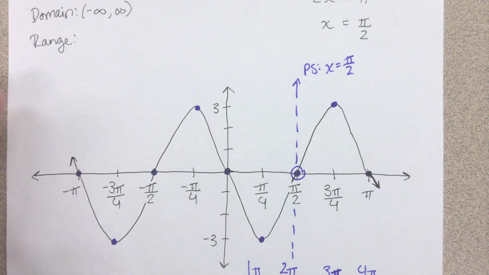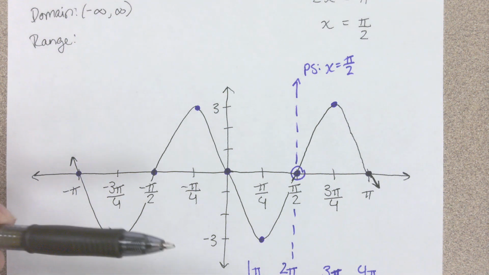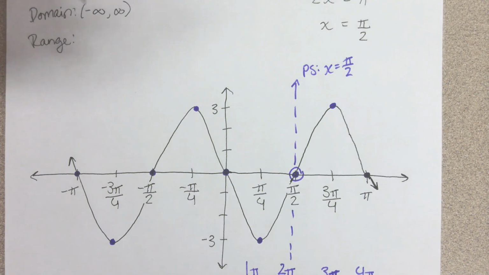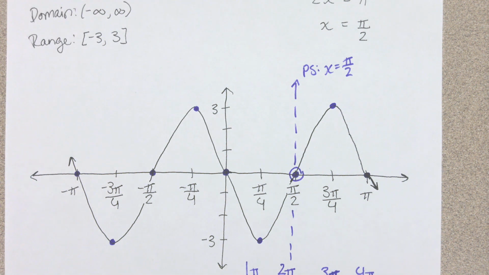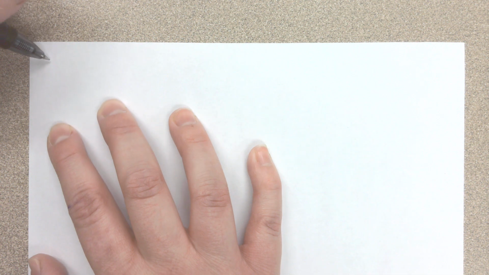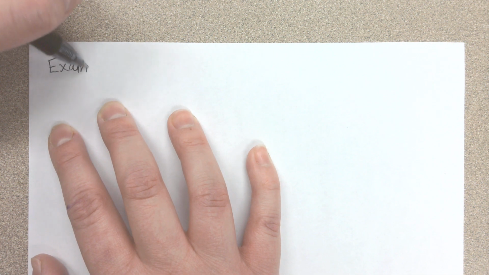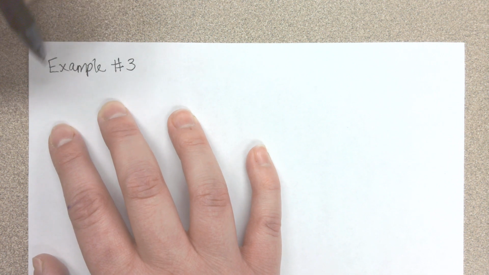Lastly, we have our range, and I more clearly marked the numbers this time. You can see it goes as low as -3 and as high as +3. Questions? We're going to do one more graph. This one will have a phase shift and a vertical shift. And this will be our last example for today.